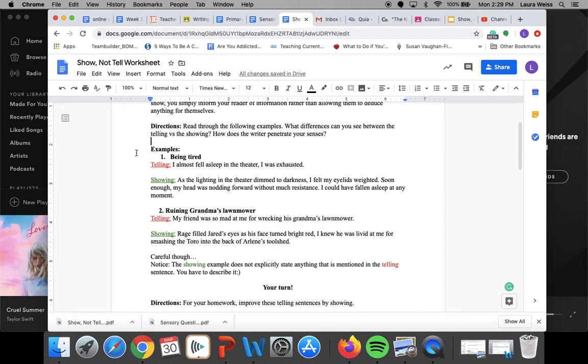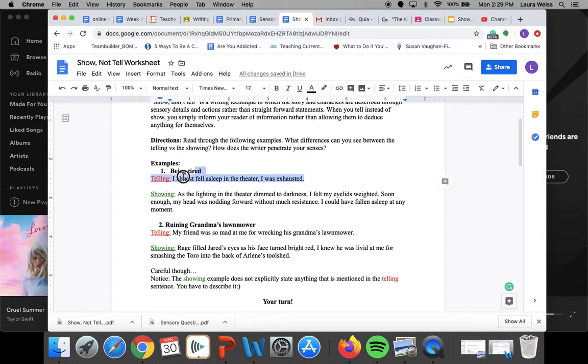So what we're going to do, I've got 2 examples here of 2 really boring telling sentences, okay? You're going to see the telling sentence is boring, it's straightforward, and it's just saying something really explicitly, okay? The showing sentence takes the same meaning and the same concept, and it shows the reader that message rather than just telling them it. So this first example, being tired.